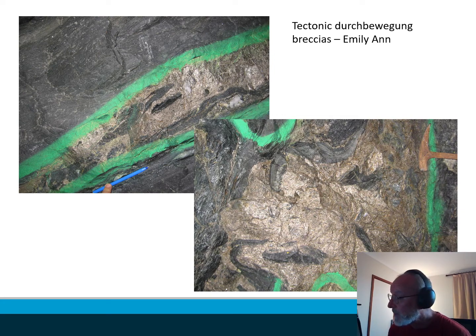breccia. As you go along, you'll see that a lot of the features that we're seeing in our magmatic sulfide breccias are actually much more delicate than this, and couldn't possibly have survived the kind of deformation that produced these features.